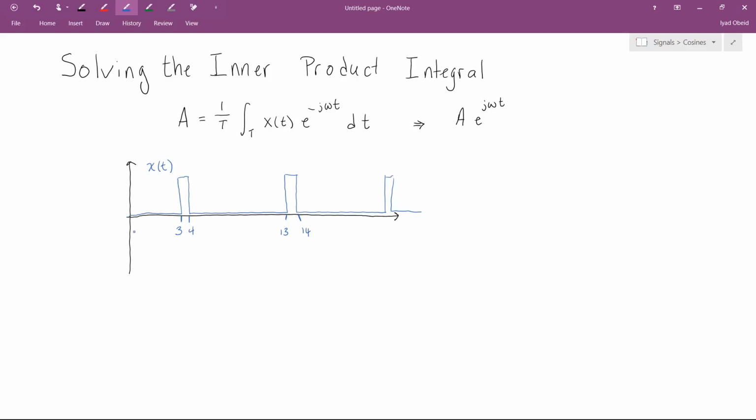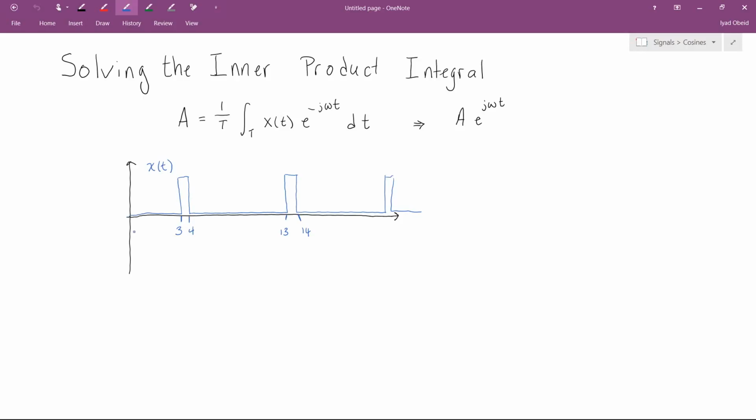In this video, we'll be attempting to solve the inner product integral for the first time on a sample signal x of t. We learned earlier that if you have a periodic signal x of t and you want to determine how much energy that signal has at a frequency omega, you use the inner product integral, which I've shown again here. A equals 1 over T times the integral over one period of x of t e to the negative j omega t. So let's go ahead and give that a whirl.